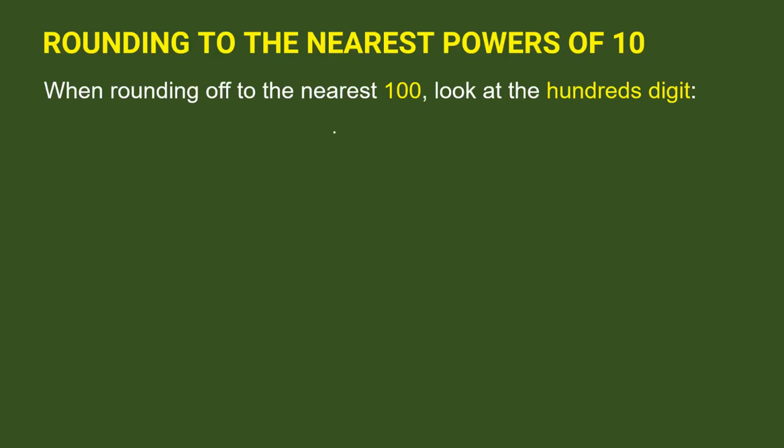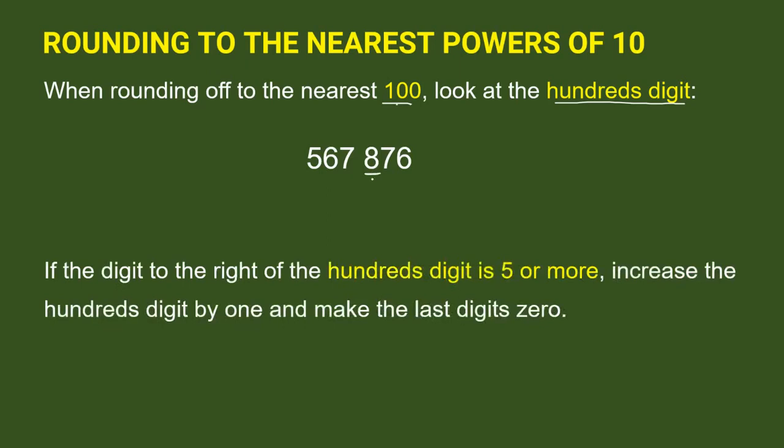In this lesson, we're going to round off numbers to the nearest 100. How do we do that? When rounding off to the nearest 100, look at the hundreds digit. Like we have this number here, which one is the 100? It's the 8, right? And then what we do, we check the digit to the right of the hundreds digit.